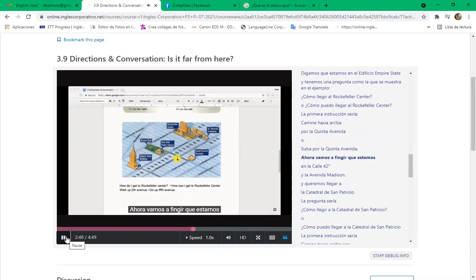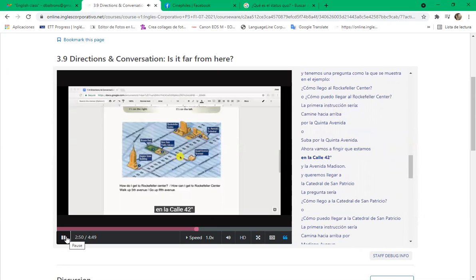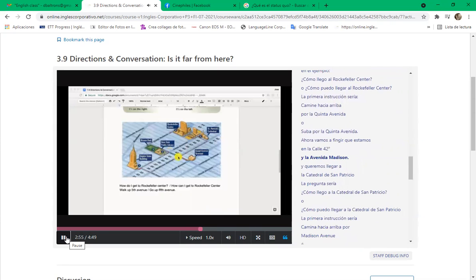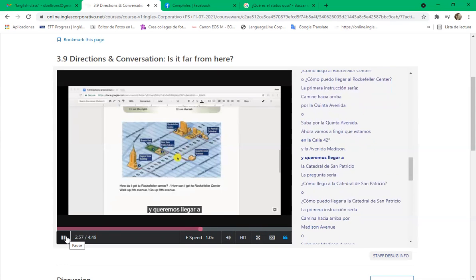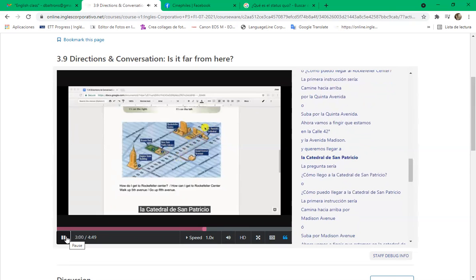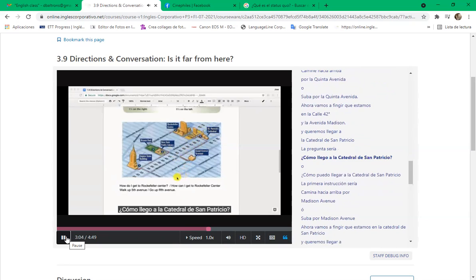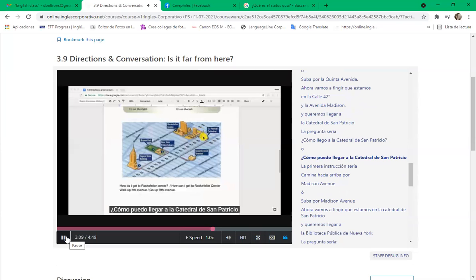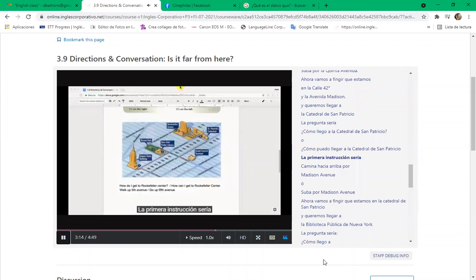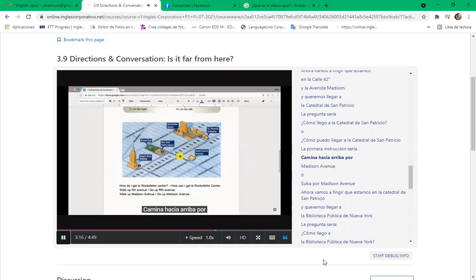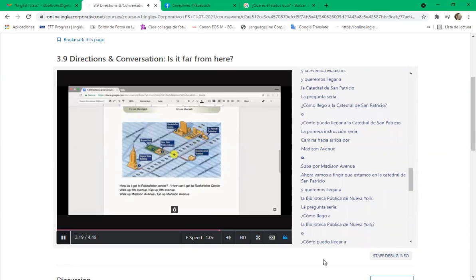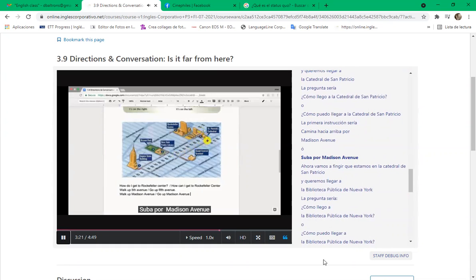Now let's pretend that we are at 42nd Street and Madison Avenue. And we want to get to St. Patrick's Cathedral. The question would be, how do I get to St. Patrick's Cathedral? Or how can I get to St. Patrick's Cathedral? The first instruction would be, walk up Madison Avenue or go up Madison Avenue.